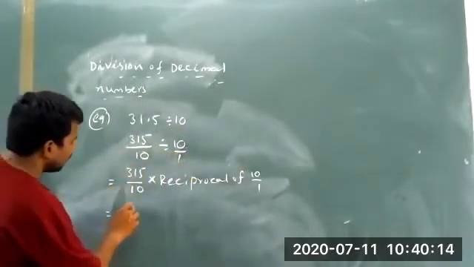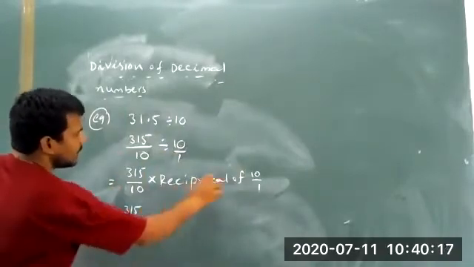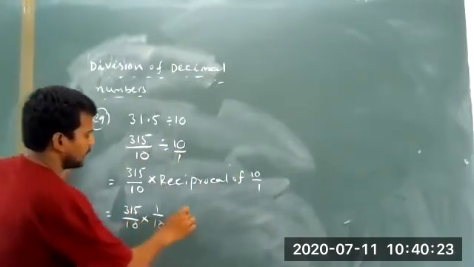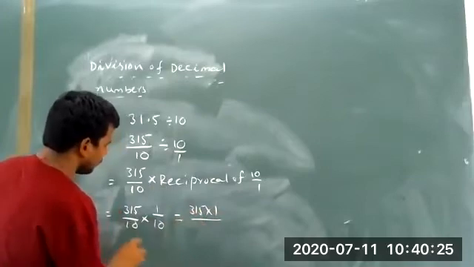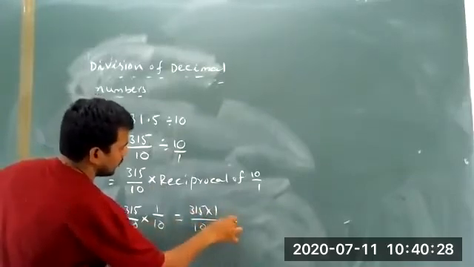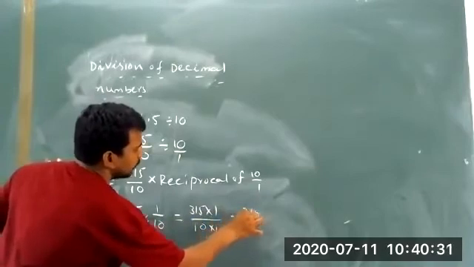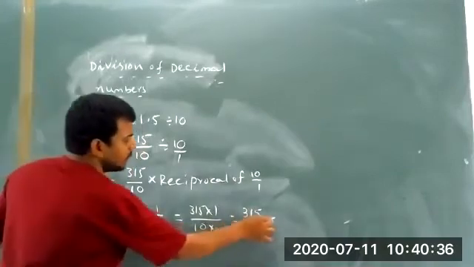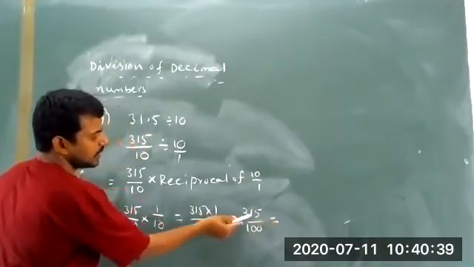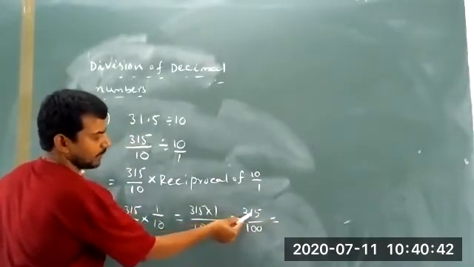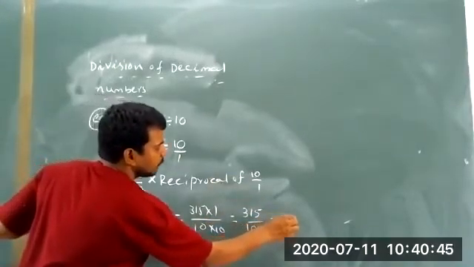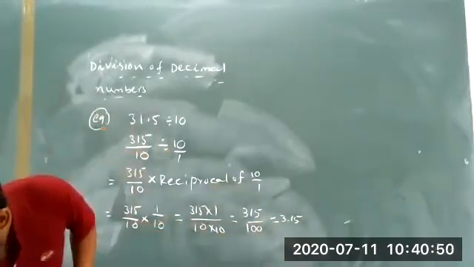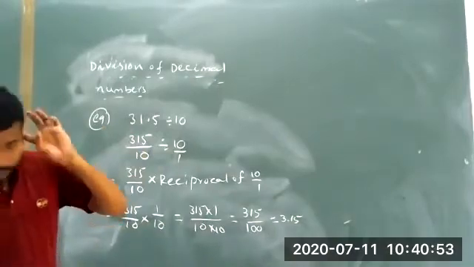Next step, 315 by 10 into the reciprocal of 10 by 1, which is 1 by 10. Numerator into numerator: 315 into 1, by 10 into 10, which is 100. So here how many zeros? 2 zeros. So the decimal point goes 2 digits from the right. So 3.15 is the answer of this one. Clear, children? Next.